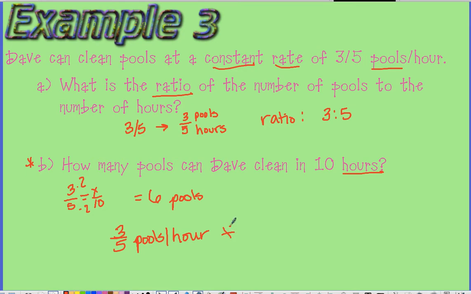And since it's number of hours, so basically if it's the bottom label that you're using, you can multiply it. So multiply it by 10. Okay, and that should give you your number of pools.